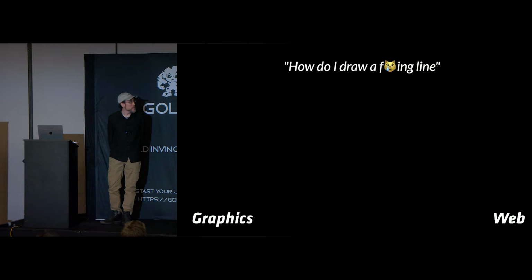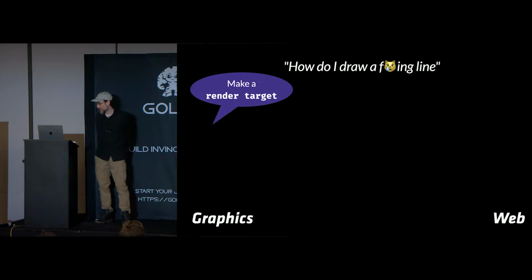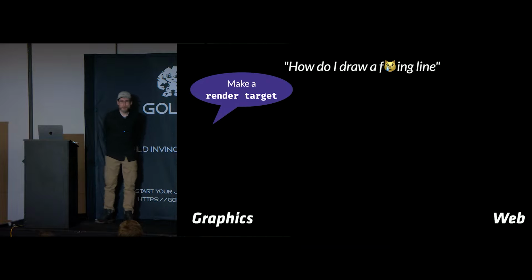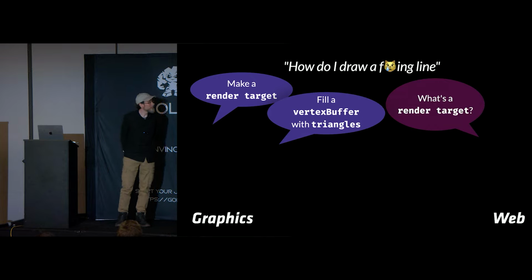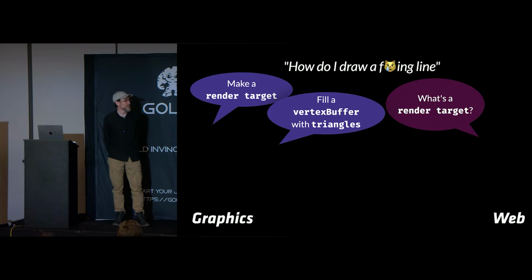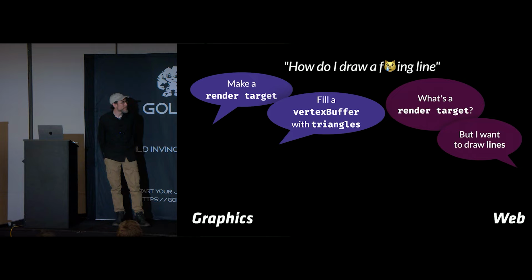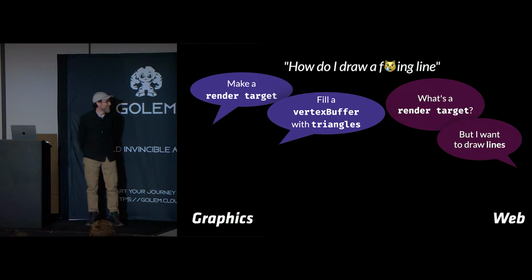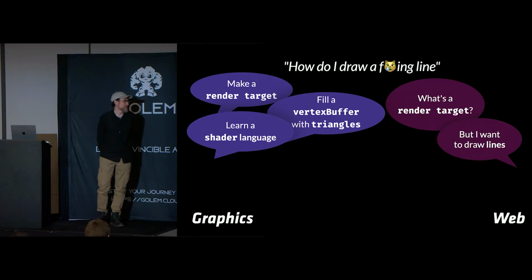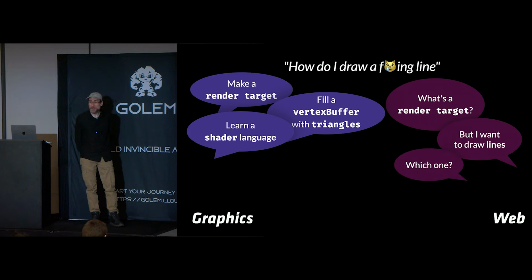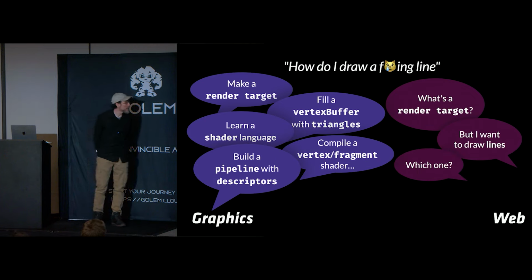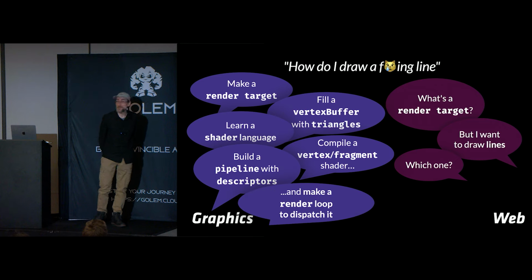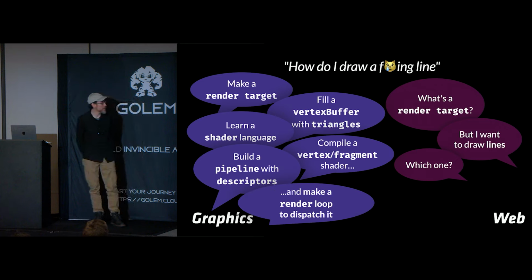In the world of GPU graphics, what graphics will tell you is make a render target. You say, well, what's a render target? Fill a vertex buffer with triangles. Triangles, but I want to draw lines. Yeah, I'll learn a shader language, dude. Which one? Compile a vertex and fragment shader, build a pipeline with descriptors, and make a render loop to dispatch it. Chop, chop. Get on that. Yeah, says web.